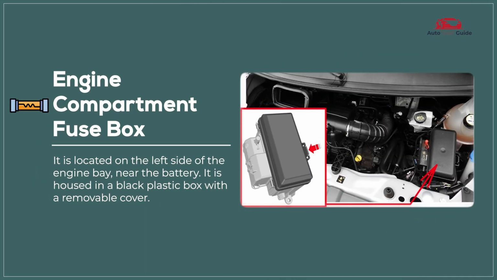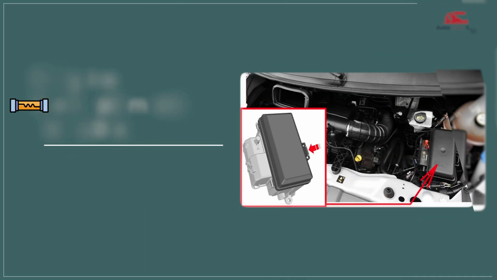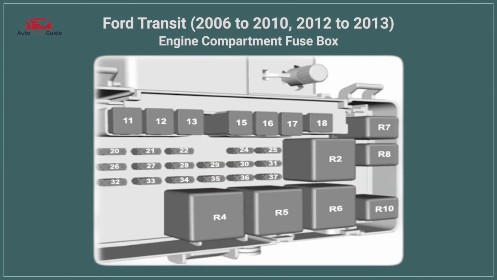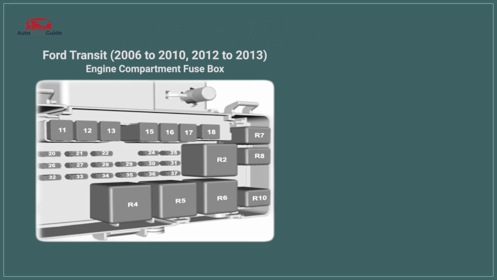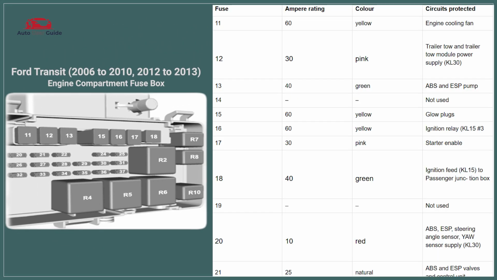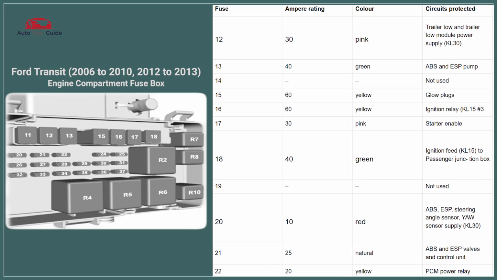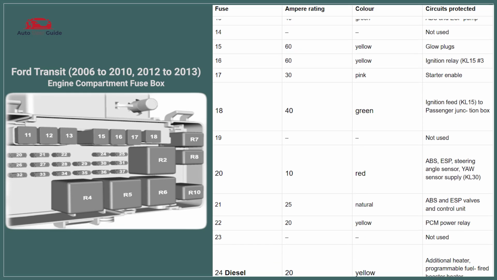Engine compartment fuse box. The engine compartment fuse box in the Ford Transit 2006 to 2010 and 2012 to 2013 controls and protects key engine and underhood electrical circuits like ignition, cooling fans, and fuel injection.